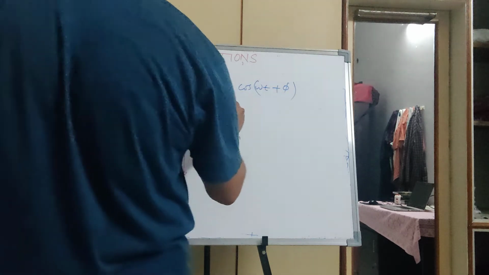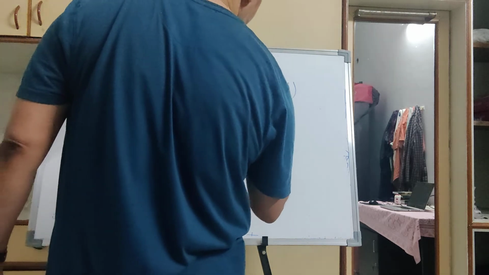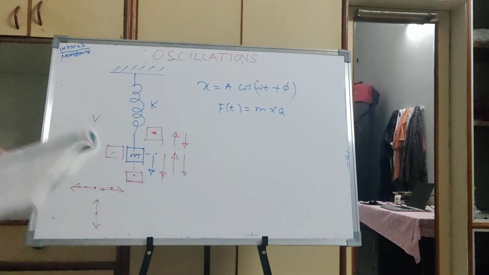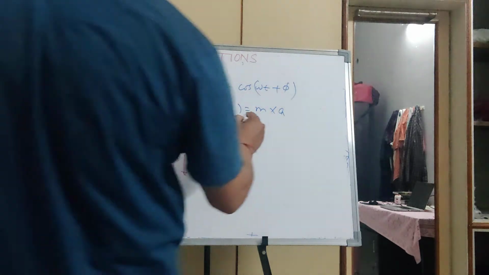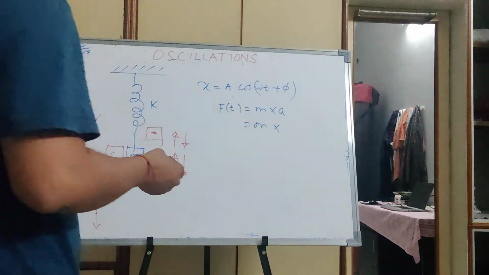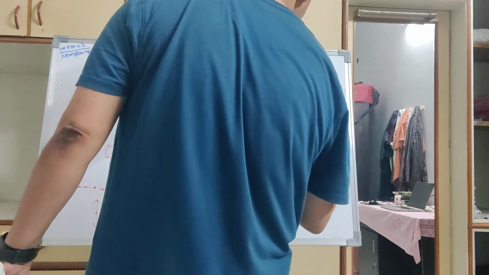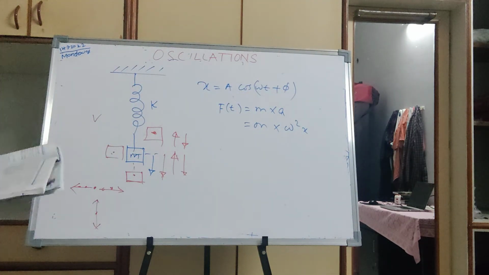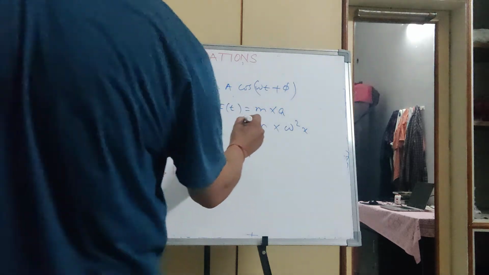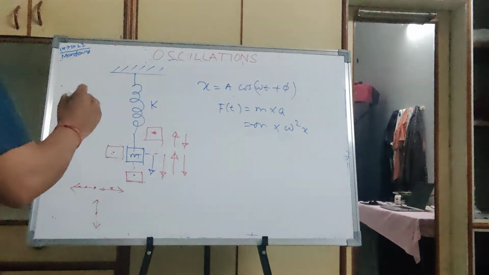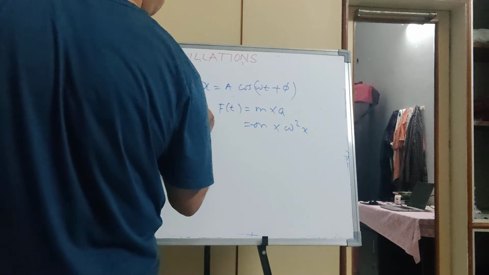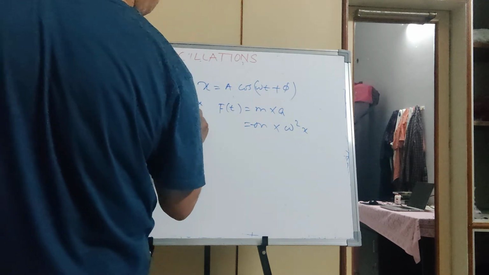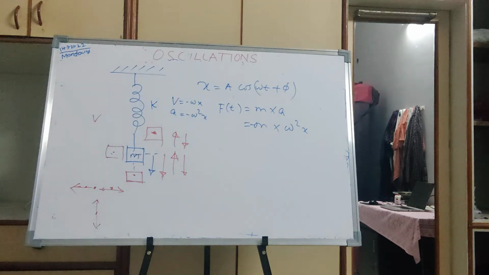So now, as per Newton's law, force is equal to mass into acceleration. Okay. What we have studied: velocity is equal to minus omega x, and acceleration is equal to minus omega square x. Okay. So you replace that acceleration in force is equal to ma, and you get m omega square x.